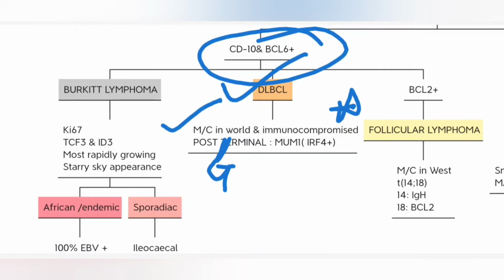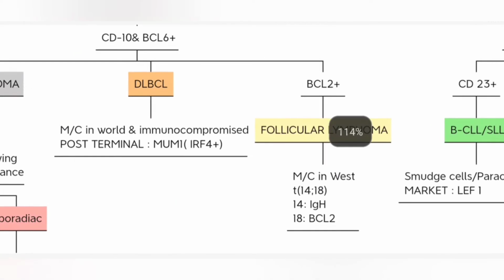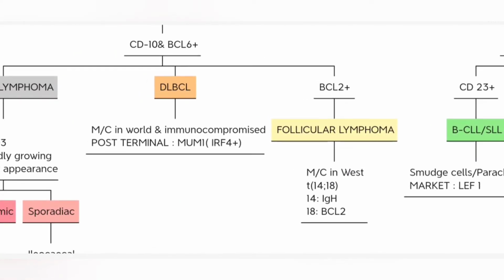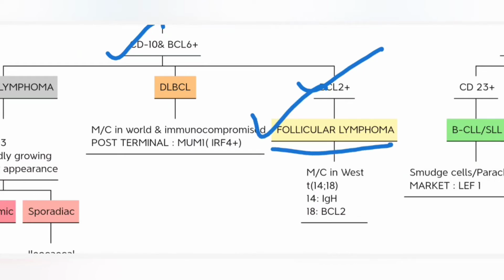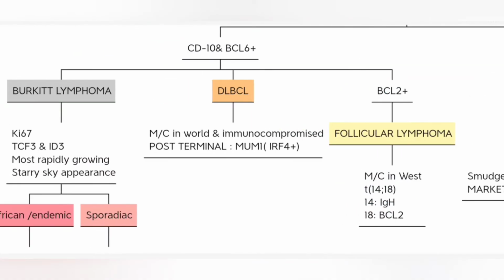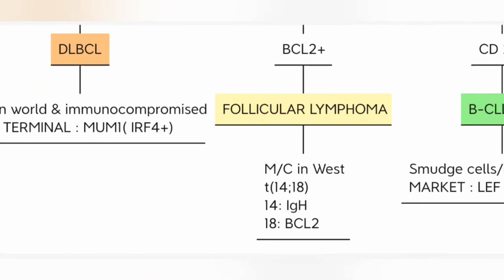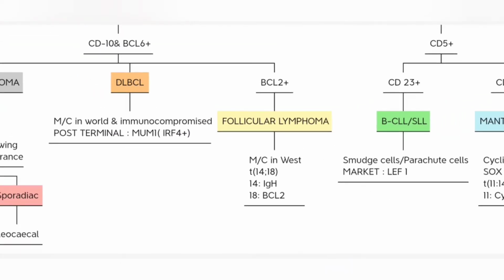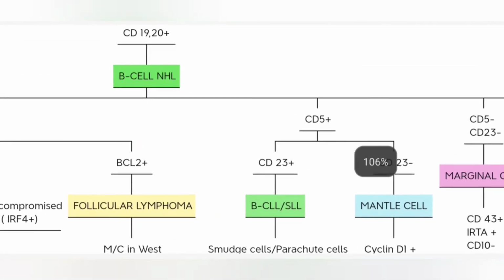Then let's talk about BCL2 positive and CD10 and 6 positive. So it will be follicular lymphoma. It is one of the previous year questions, and remember, it is most common in the West, and we will see the translocation 14;18. Remember, 14 codes for IGH and 18 codes for BCL2. It is also asked in one of the previous year exams.